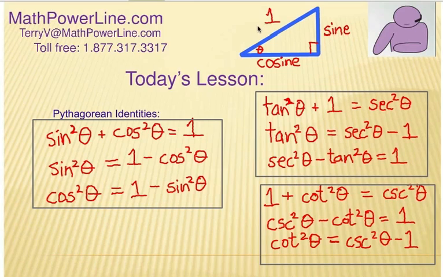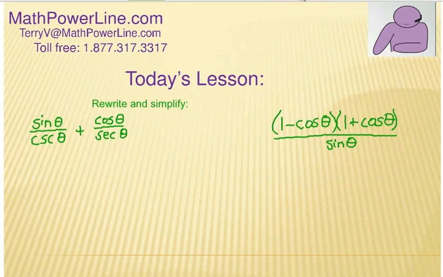I've got 2 for you to try. As you can see here, we are rewriting these and simplifying. So these are 2 separate problems, and you want to use whatever identities or definitions would be appropriate and look for the simplest way to write that. Pause the video and give it a try.